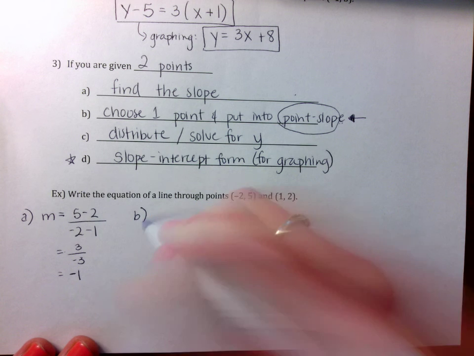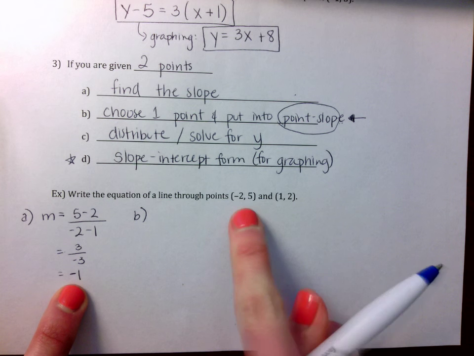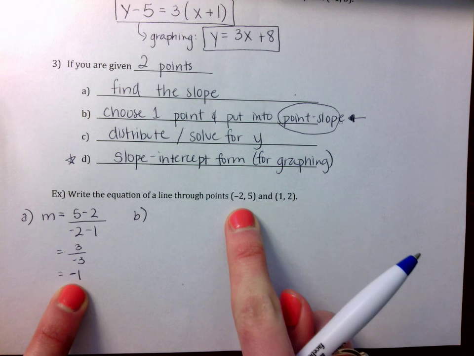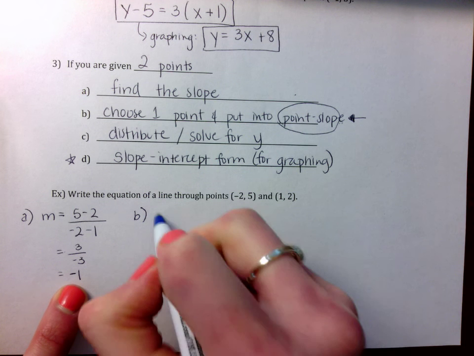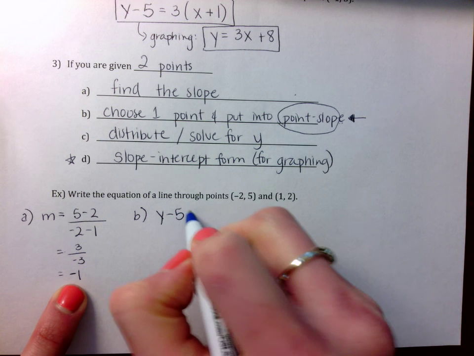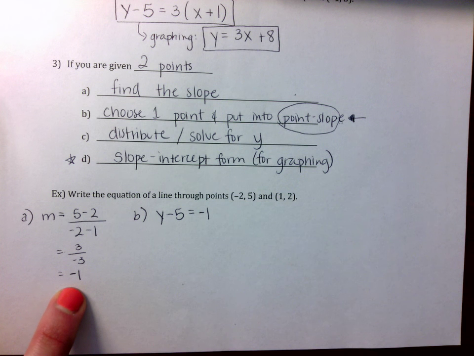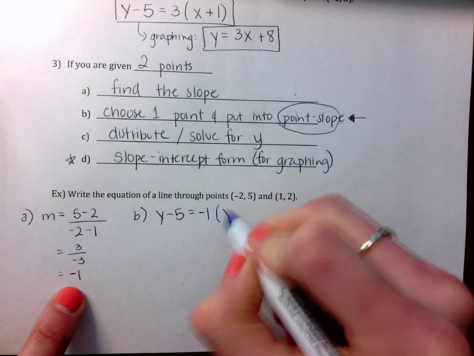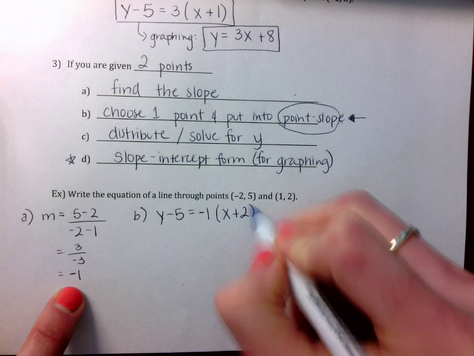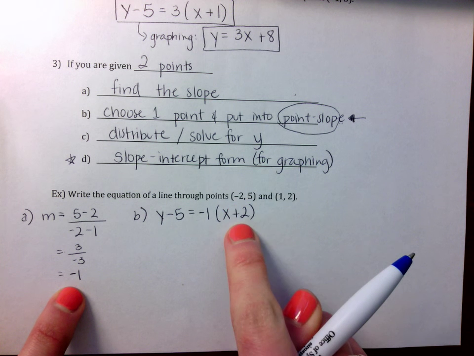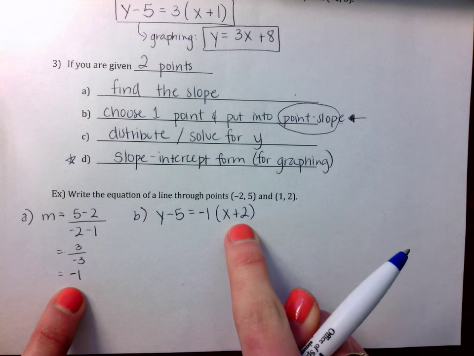Part B, we would put this and choosing one of my points into point slope form. I'm just going to choose the first one. It's pretty easy. So y minus 5 equals -1, because that's where the slope goes, times x plus 2. And I'm doing plus 2, not -2, because it's minus a negative for this. Okay, so that's part B.